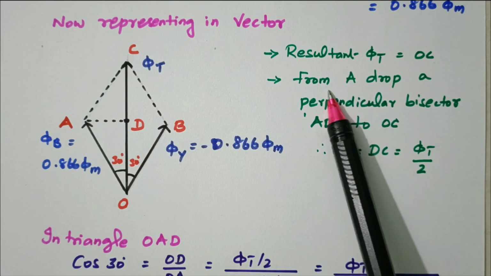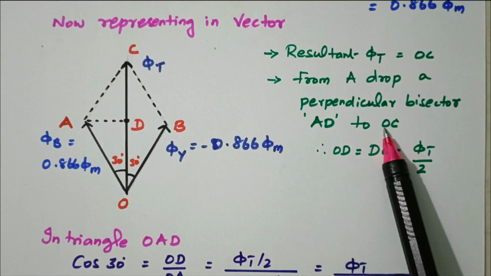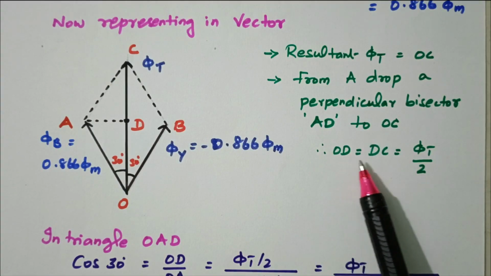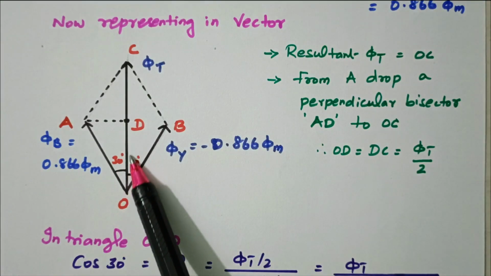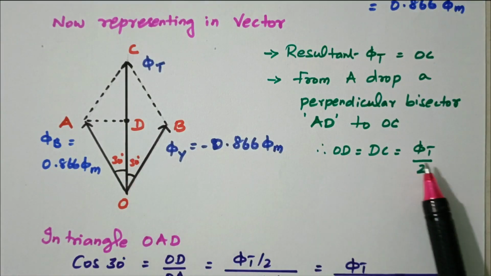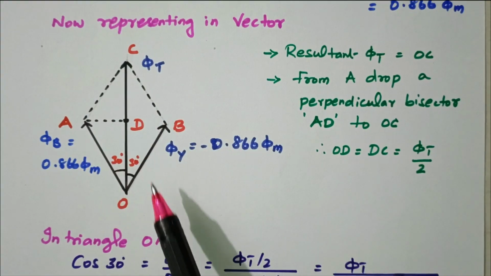Drop a perpendicular bisector AD to OC, so that OD equals DC equals φt divided by 2. This OD is equal to DC, this bisector, so both are equal. That value is φt divided by 2. Right? So this is position 1.